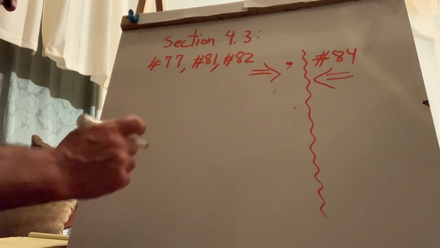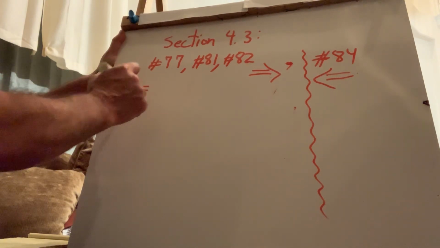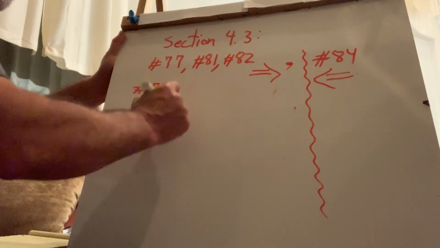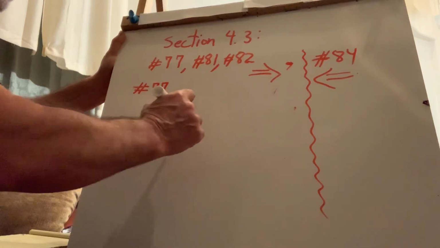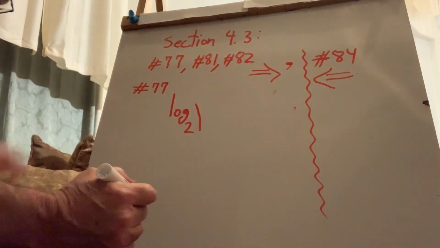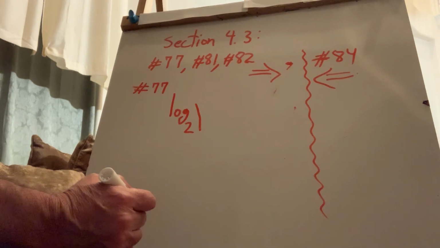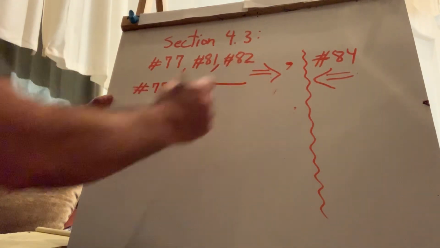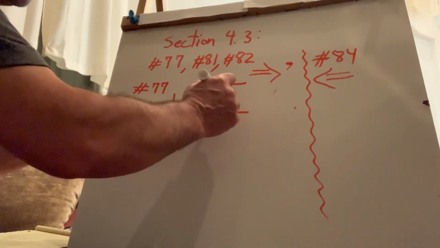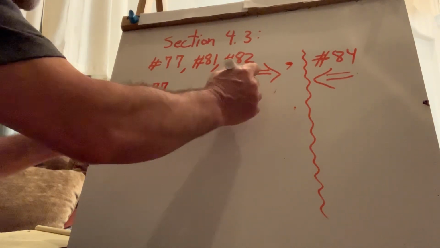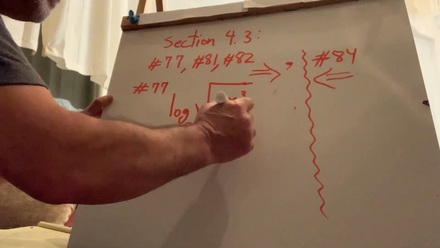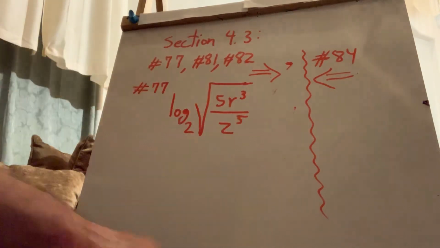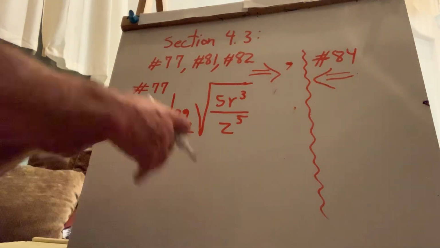So let me copy problem number 77. And we have log base 2 of the square root, and on the numerator we have 5r cubed, and the denominator is z to the 5th power. Okay, so here's our one log or single log expression, and we want to basically expand it.